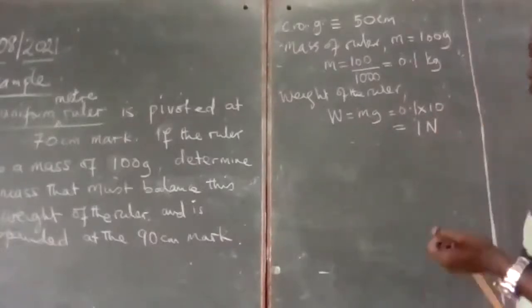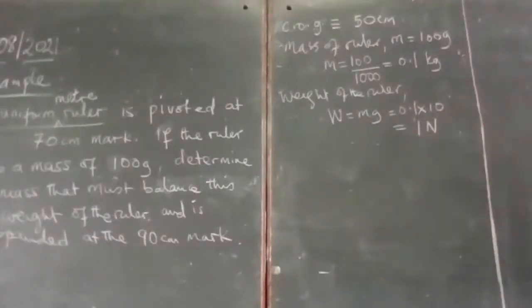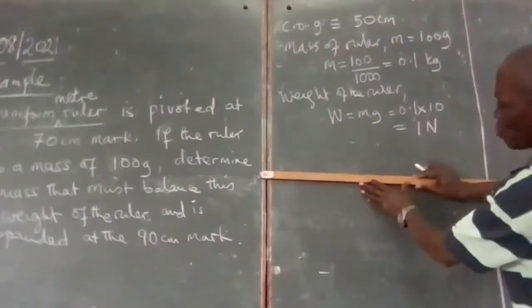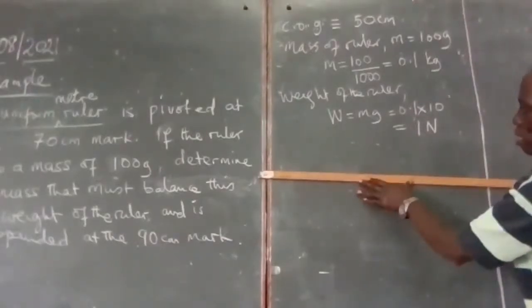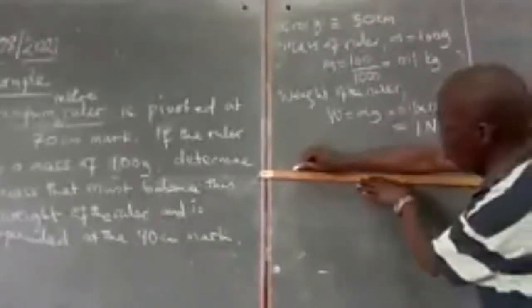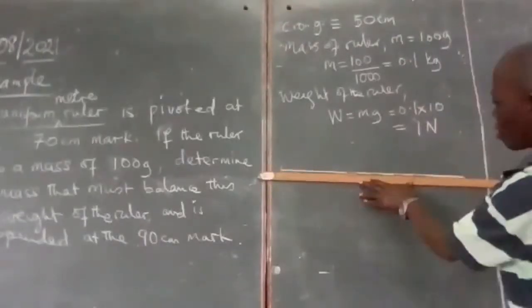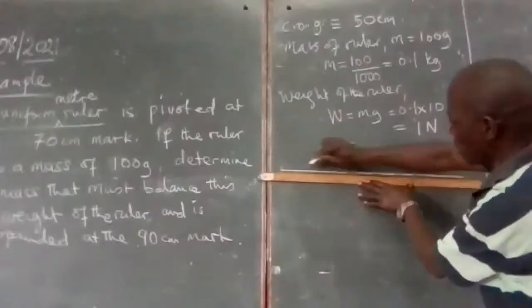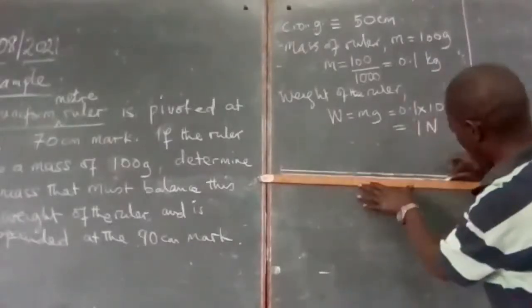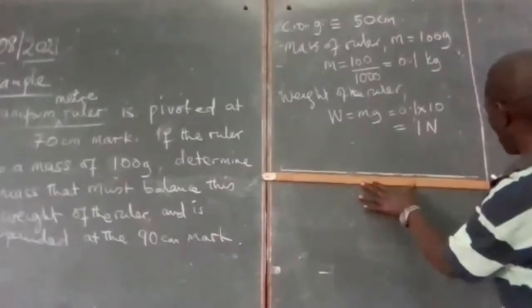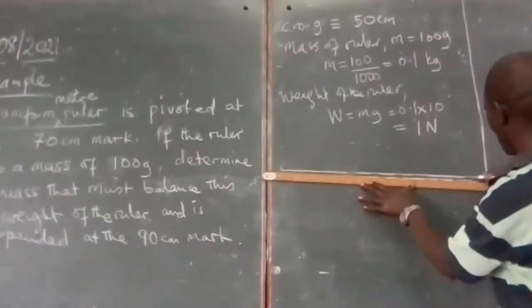Now, I have established that my ruler actually has a weight of 1 Newton. So the next thing, do you still see the board? Yes. Okay, I'm going to draw my diagram here. This diagram is going to become very serious in trying to give us an illustration. And that is my diagram.